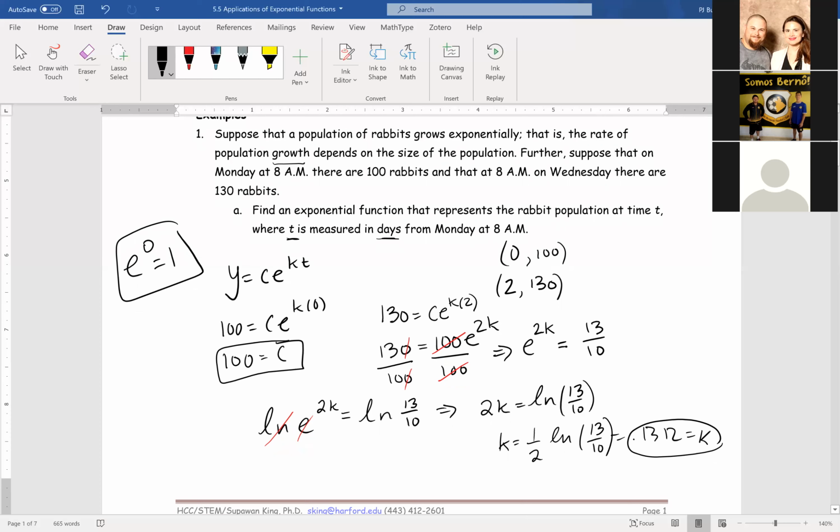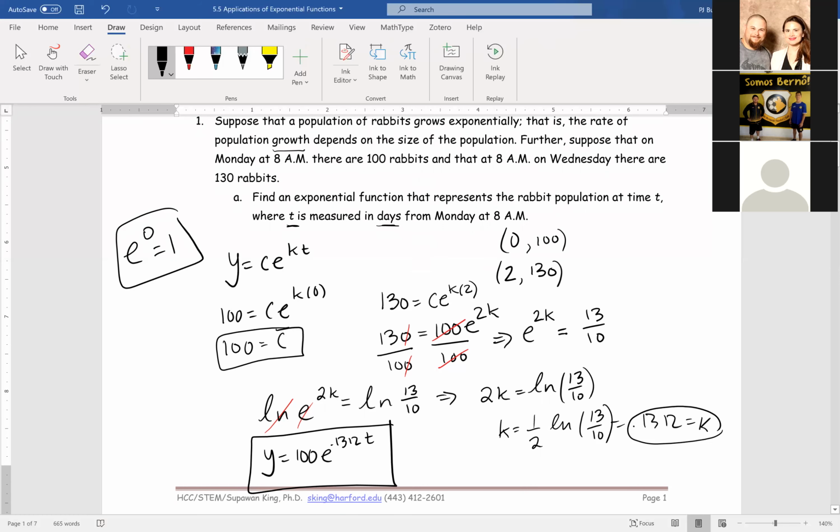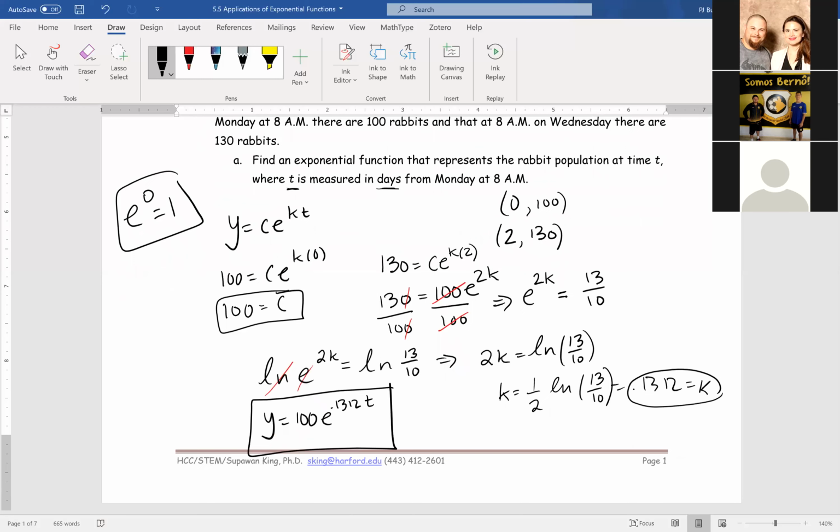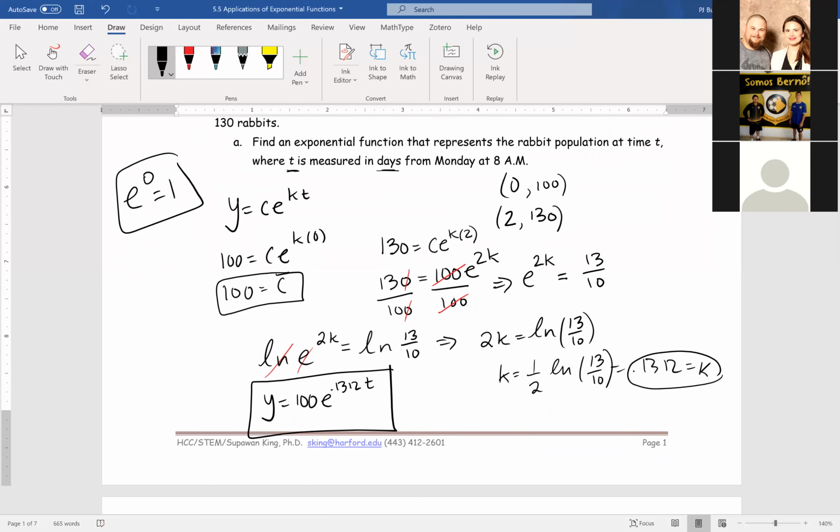All right, so we have C and we have K, which means we can write the equation for any time t. So this is 100 e to the 0.1312 t. That was our goal, was to get the equation. So any questions about that guy? Nope.